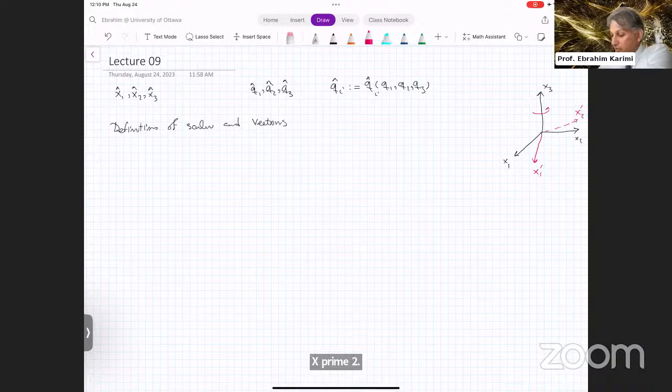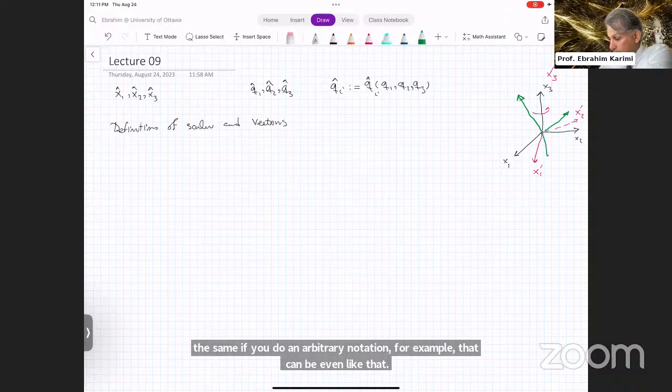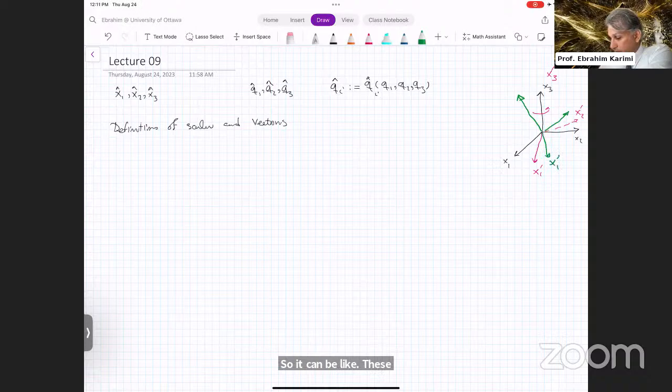And maybe if it's along x3, then x prime 3 will be the same. If you do an arbitrary rotation, for example, that can be even like that. So it can be like these, and these. So it will be x prime 1, x prime 2, or x prime 3. You can do any rotation of the coordinate.